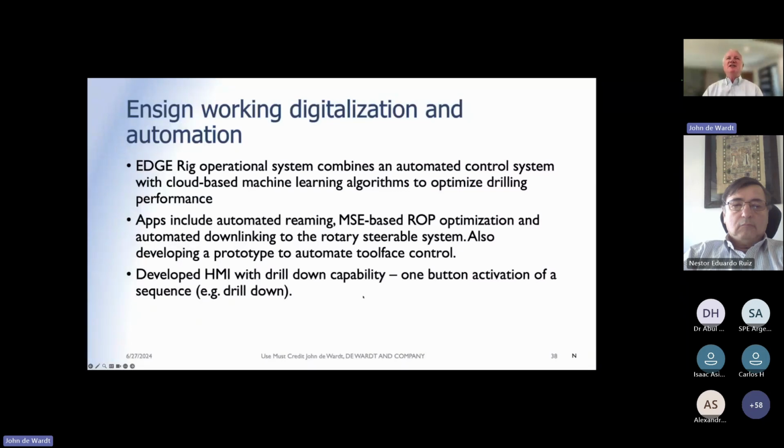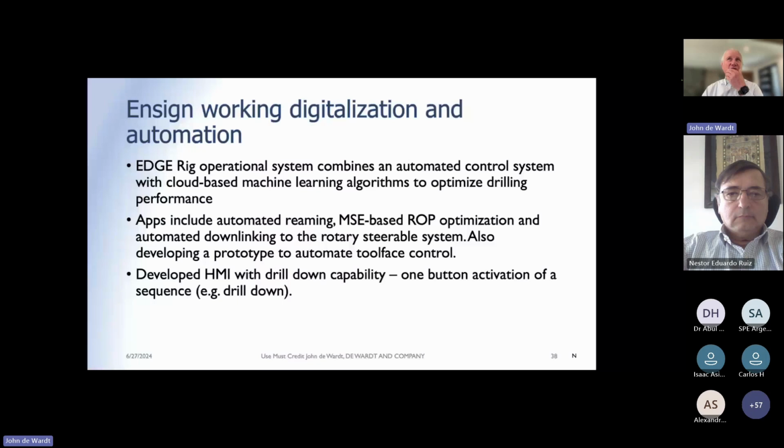So one button activation of a sequence. So they've made it easier for the driller to use than taking an old system, an old display system, and just adding more stuff onto it, which is what people have done historically. They cleaned it all up and made it more intuitive.